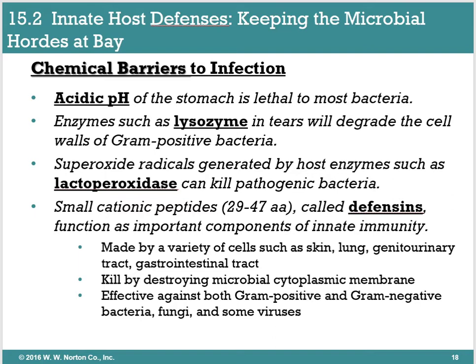And then the last one is called defensins. These are specific to the innate immune system. They're located in a lot of places: the skin, the lung, the urogenital area, as well as the gastrointestinal tract. What they do is kill by destroying the cytoplasmic membrane. Essentially, they poke holes in the membrane, so the cytoplasmic membrane integrity is impaired and the bacteria can die.